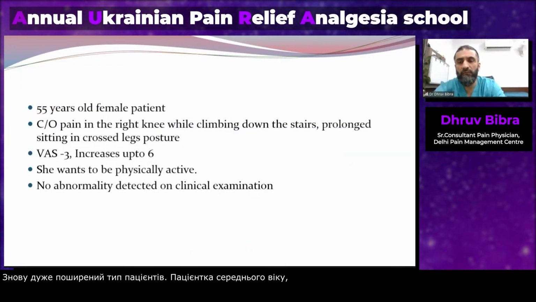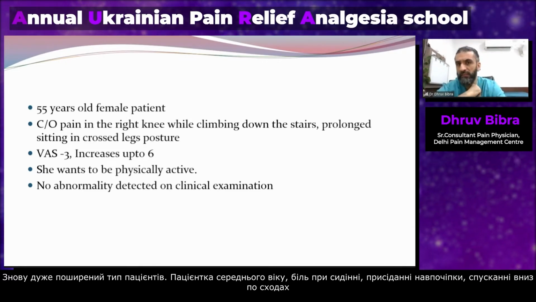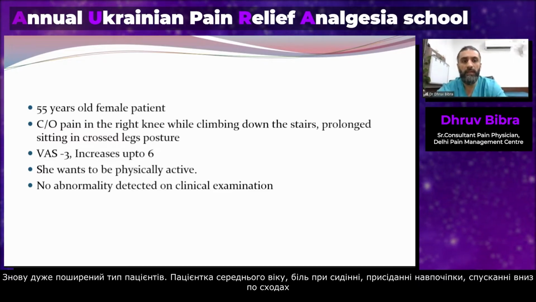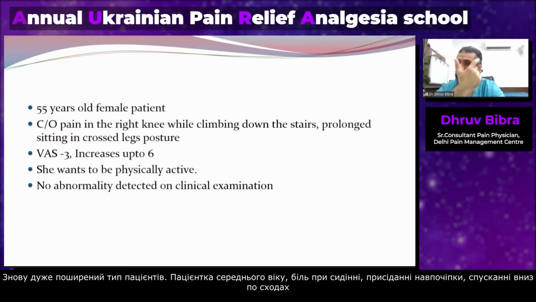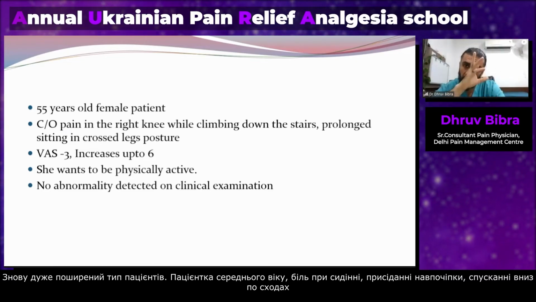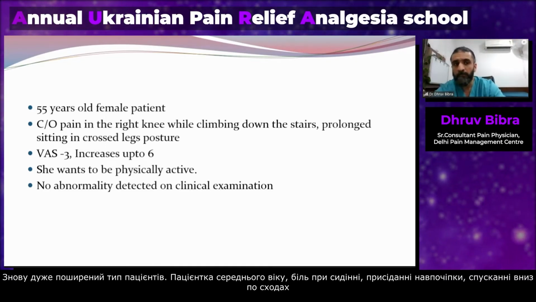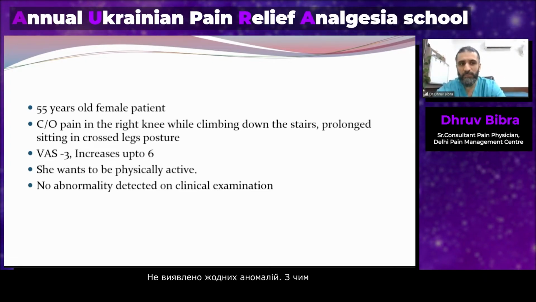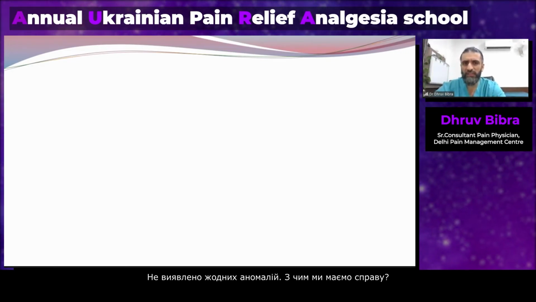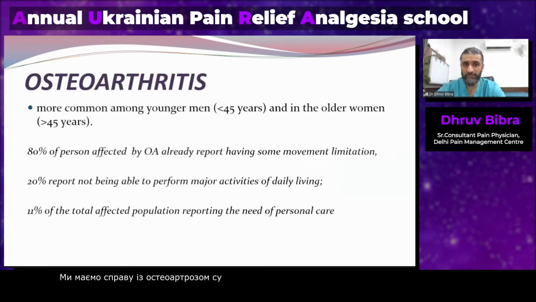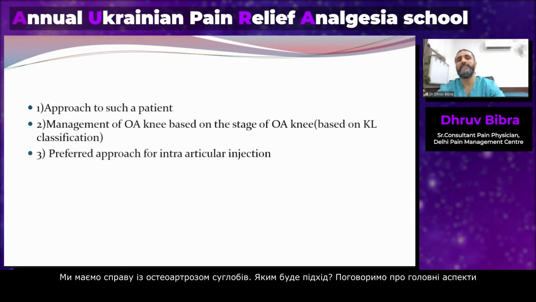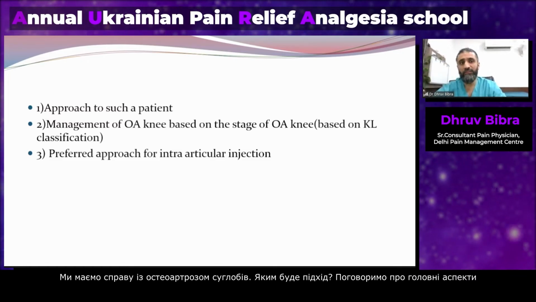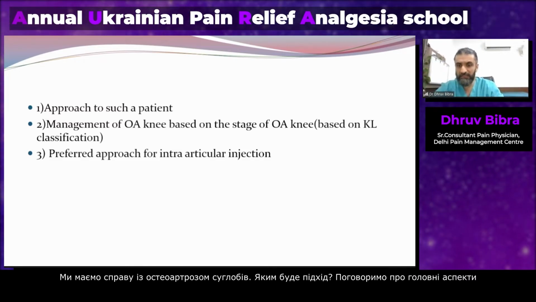Now, this is again a very common patient. Most common after spine that we come across is a lot of old age female patients with pain on sitting cross-legged, squatting, or climbing up or down the stairs. It is hampering her day-to-day quality of life, and no abnormality is detected. So what are we dealing with? Basically, we are dealing with knee osteoarthritis. Again, very common. So how do we approach it? I'll be talking about these aspects.